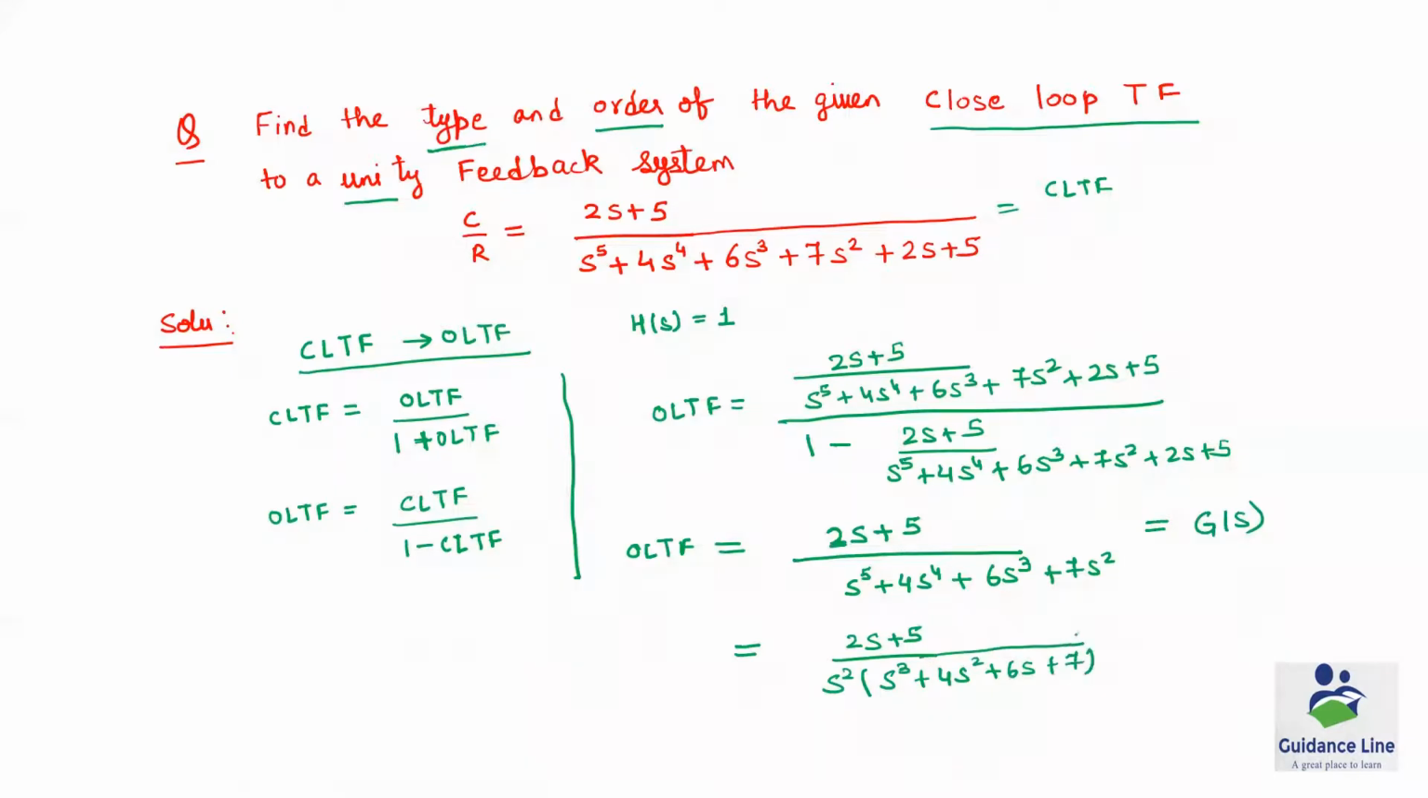Okay, so now you can see the type of this transfer function is 2, and the order is the highest power, which is 5. So the type is 2 and the order is 5.